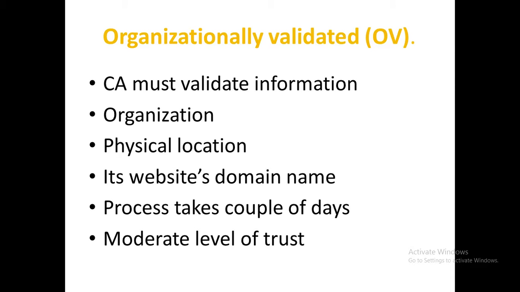Then the second one is organization validated. We can consider this the second level. The certificate is issued to the company after some more information is validated. The certificate authority will check your information, like the organization, the location of the company, and your domain name. So it again takes some time, because at this level they will check at a deeper level to give you that particular organization validated certificate. So this is the second level of certificate.